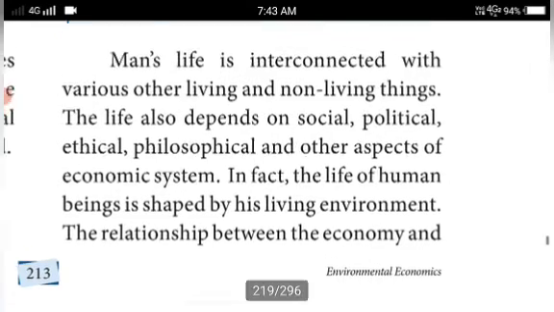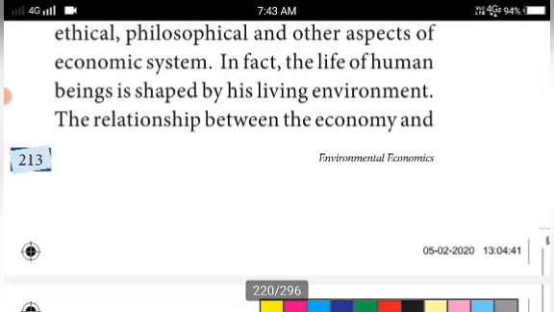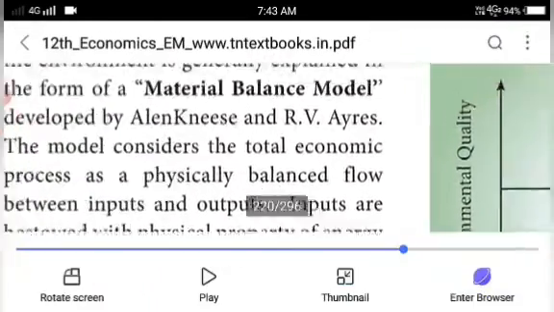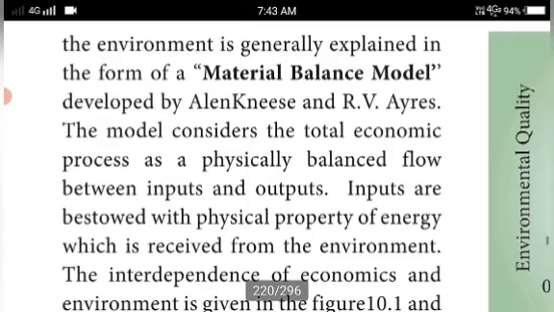The relationship between the economy and the environment is generally explained in the form of the material balance model. So what is that material balance model? The linkage between the environment and the economy is generally explained in the form of the material balance model. It was developed by Alan Kneese and R.U. Ayres. The model considers the total economic process as a physically balanced flow between inputs and outputs.